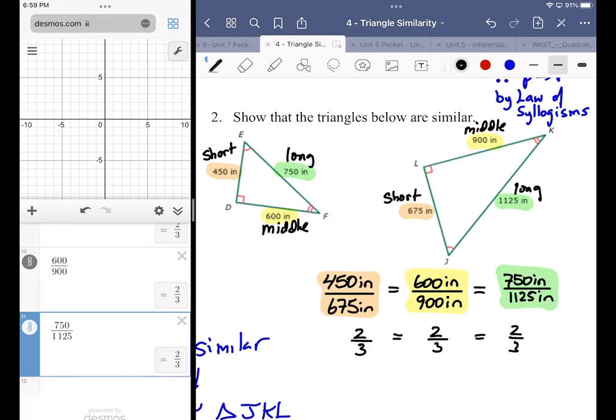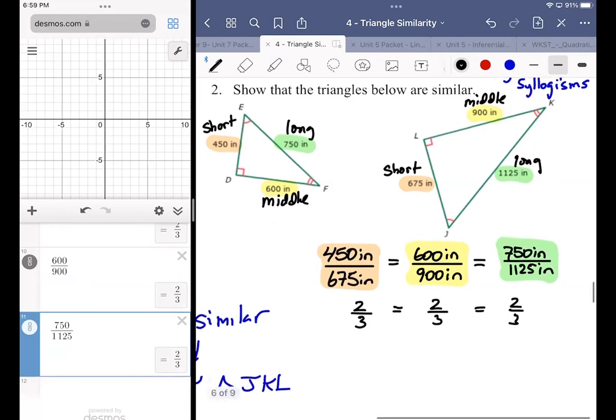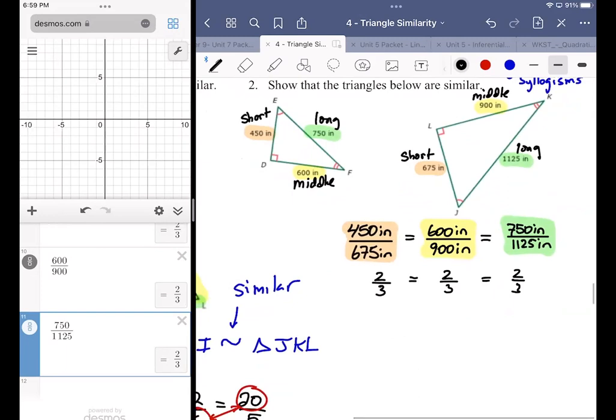All right. So if all 3 sides are in proportion, you could say the triangles are in proportion. Therefore, the triangles are similar. And little tilde symbol again to represent similar.